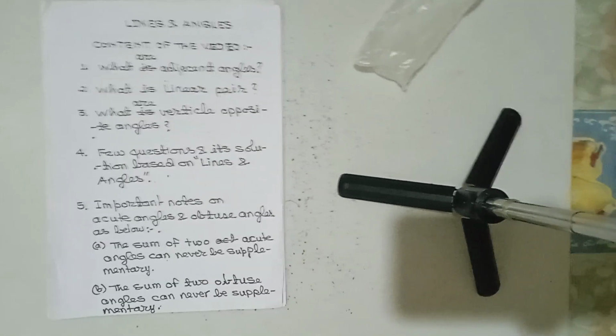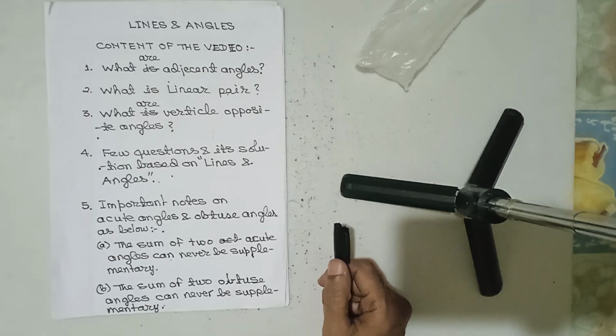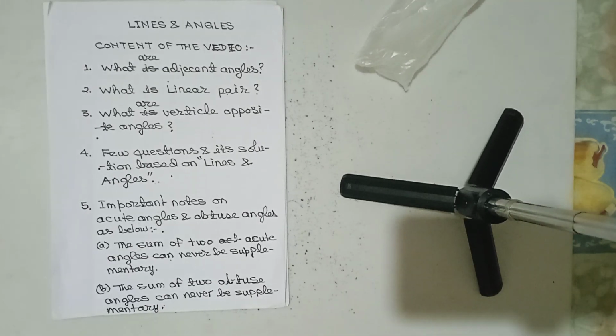Hello guys, in today's video, we will discuss lines and angles. Content of the video are: what are adjacent angles, what is linear pair, what are vertical opposite angles. We will solve a few questions based on lines and angles.